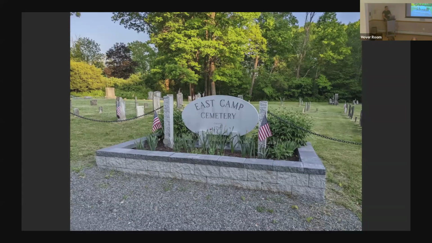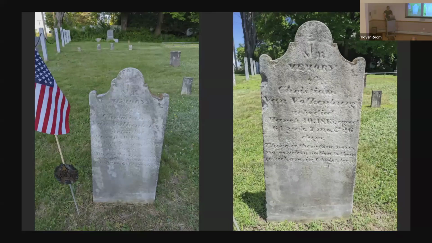Here at Cheviot Cemetery or East Camp Cemetery, along Cheviot Extension here, is the grave of Christian Van Valkenburg. I cleaned this gravestone maybe 3 or 4 years ago now. We saw him on the monument. He's the quartermaster of the 10th Regiment of Livingston Manor Regiment. One of, I think, 5 Revolutionary War veterans buried at Cheviot Cemetery.